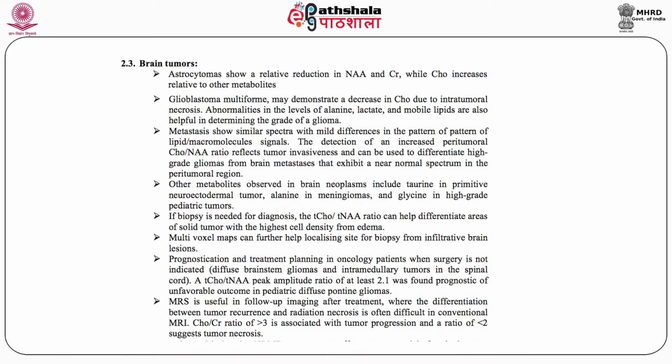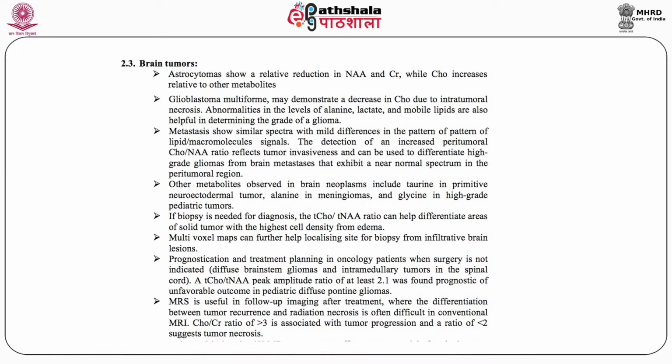The detection of an increased peritumoral choline NAA ratio reflects tumor invasiveness and can be used to differentiate high grade glioma, which are invasive, from brain metastasis that exhibit a near normal spectrum in a peritumoral region. Other metabolites observed in the brain neoplasms include taurine in primitive neuroectodermal tumors or the PNET, alanine in meningiomas and glycine in high grade pediatric tumors.